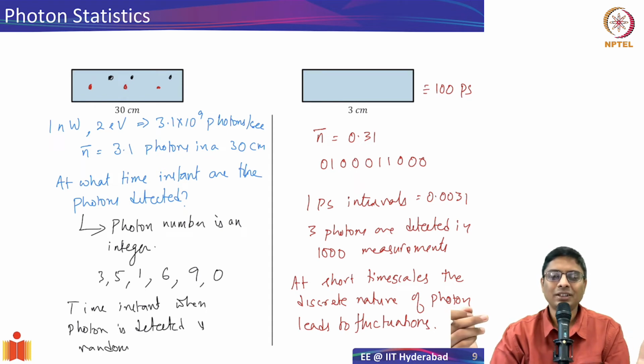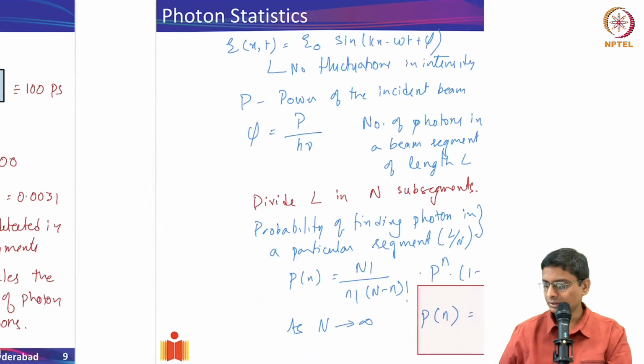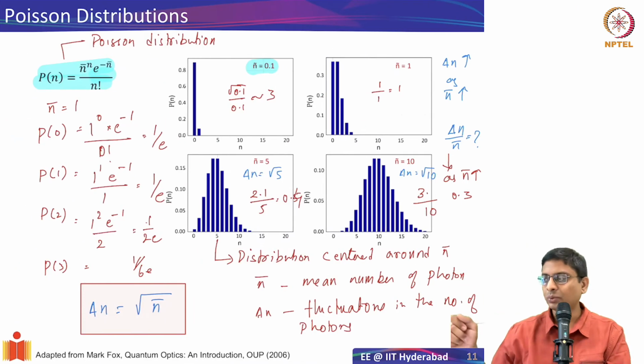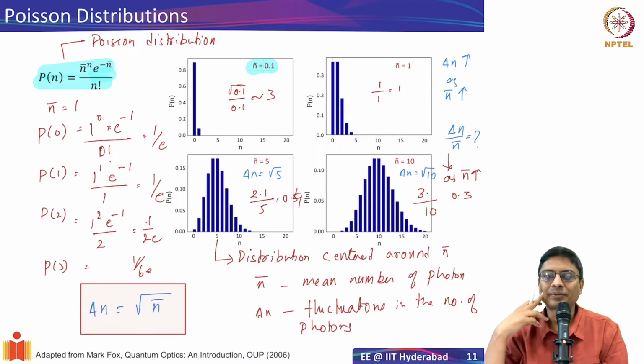Okay. So this is what is called a Poisson distribution. This is the main message. Right?